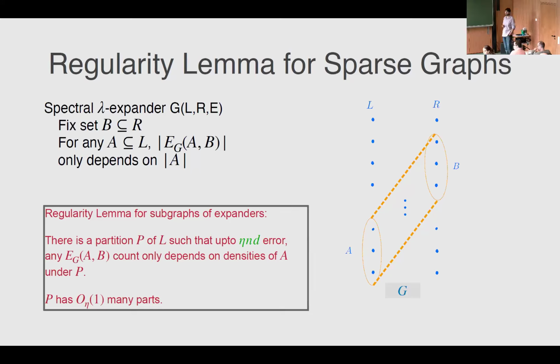And what is the constant for weak regularity? This order eta? It's simply exponential in 1 over eta.